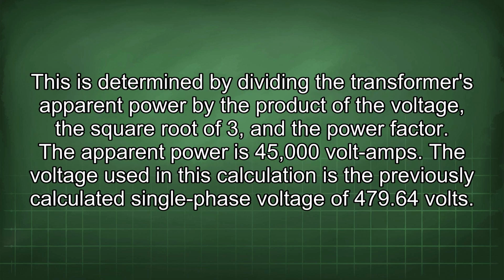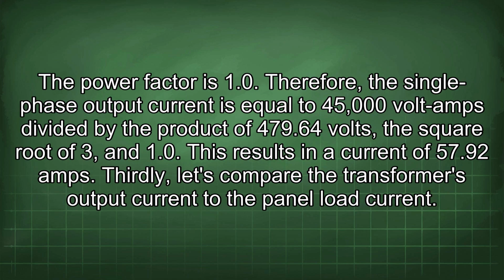This is determined by dividing the transformer's apparent power by the product of the voltage, the square root of 3, and the power factor. The apparent power is 45,000 volt amps. The voltage used in this calculation is the previously calculated single-phase voltage of 479.64 volts. The power factor is 1.0. Therefore, the single-phase output current is equal to 45,000 volt amps divided by the product of 479.64 volts, the square root of 3, and 1.0. This results in a current of 57.92 amps.